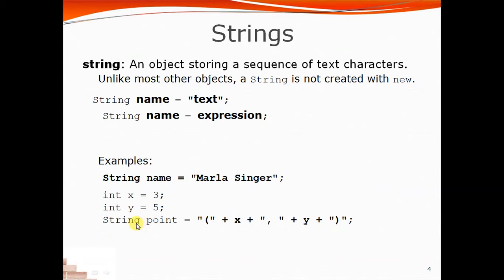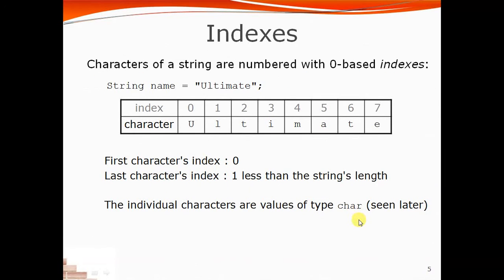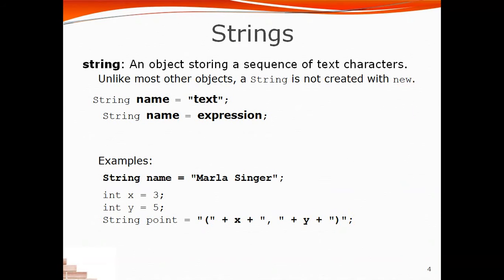Now String point is the string variable which is going to store, if you see the pattern, within double quotes: double quotes plus x plus double quotes comma double quotes plus y plus double quotes. So what will be the output? You will come to know later on. I will show you what the output will be. So here integer values have been stored as a string, in the string variable point.